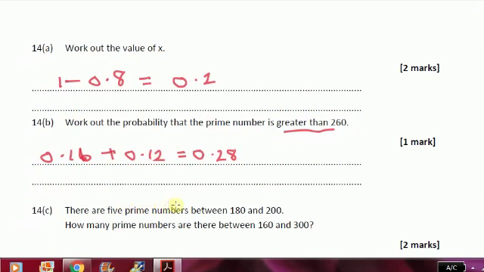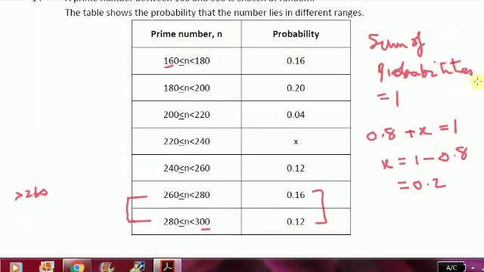Part C, there are 5 prime numbers between 180 and 200. How many prime numbers are there altogether from 160 to 300? So let's think, how can we do this? Let's go back to the table again. Between 180 and 200, we are told there are actually 5 prime numbers. Don't know what they are, but we know there are 5 of them. But we are told the probability of getting a prime number out of all this set is 0.2. So 5 out of the total must give you a probability of 0.2.